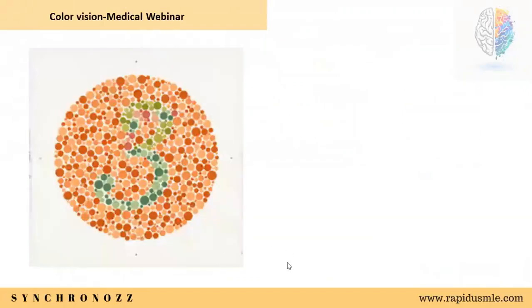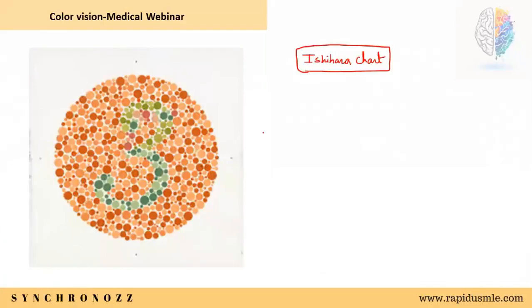What is the chart you are seeing here? This is Ishihara's chart. What are Ishihara charts? They help in identifying color blinds. They help in identifying people with color blindness. So people with color blindness are identified by the Ishihara chart.